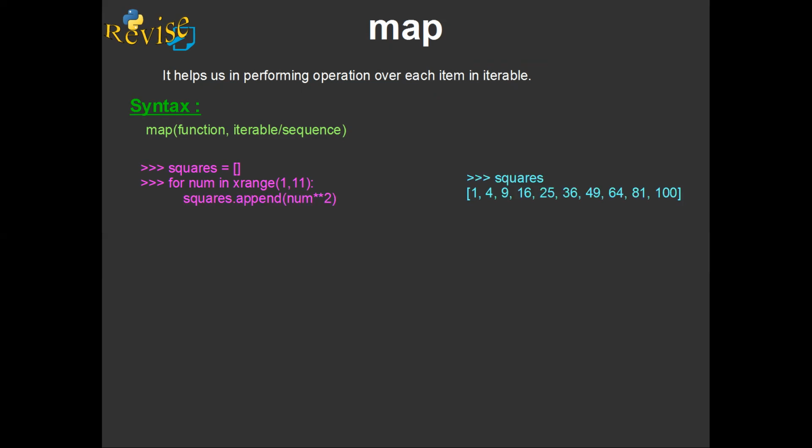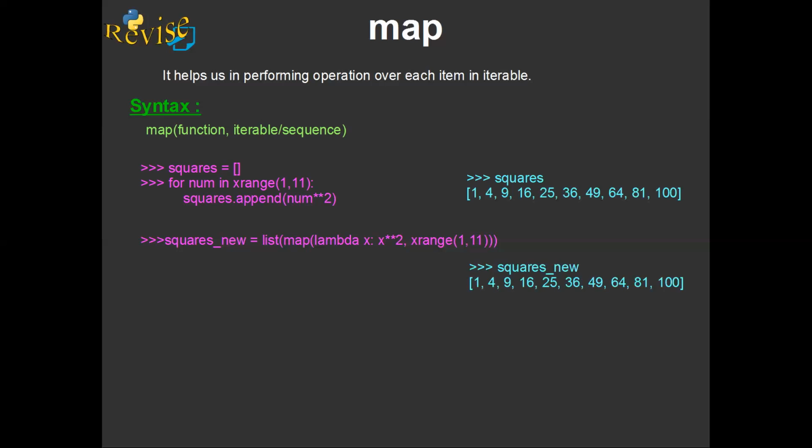We can achieve the same thing using map this way. Map, then a lambda function which squares each number, and pass the list here. We get our squares list. So this way map achieves squaring of numbers for us, simplified in a single line.